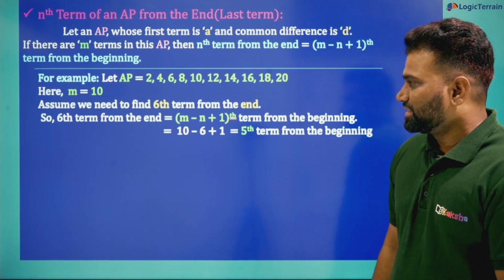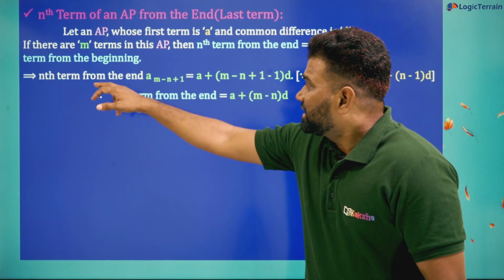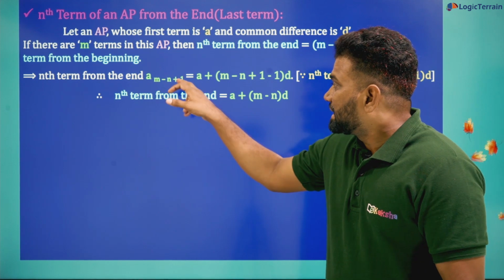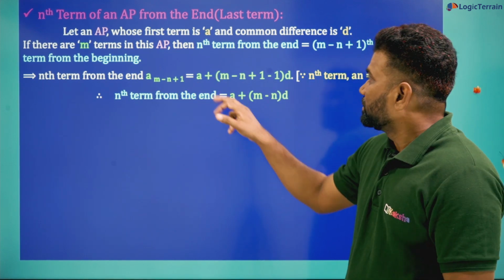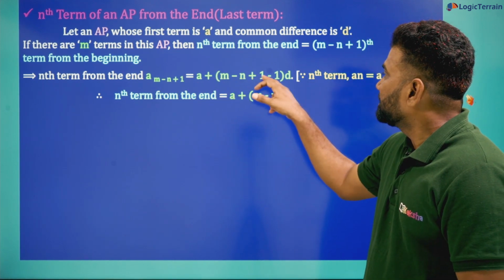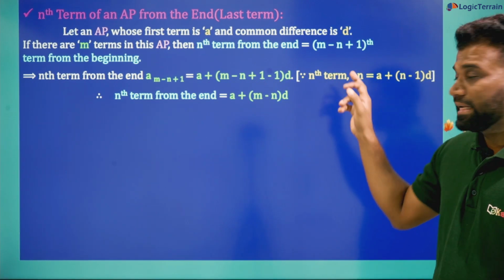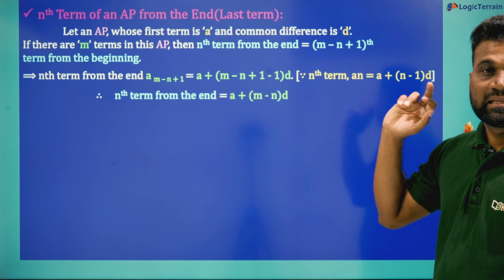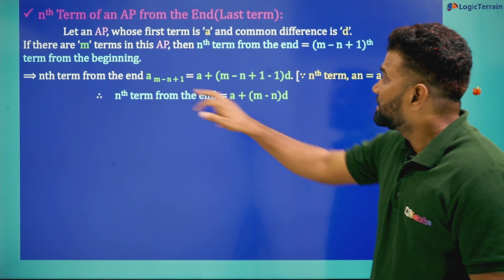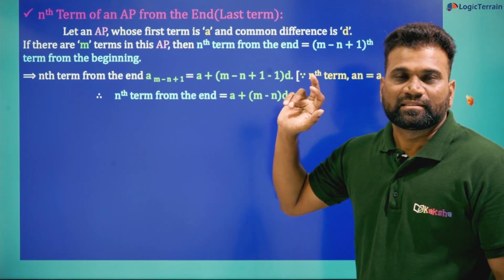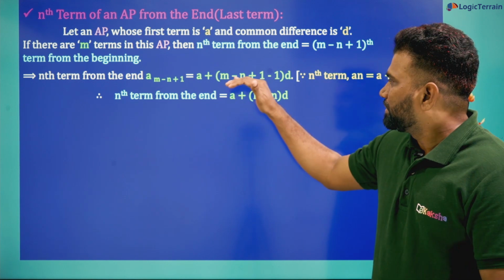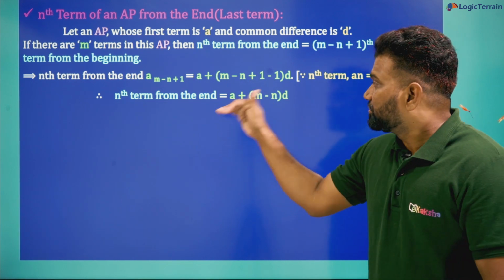Okay, so the nth term from the end, a sub (m minus n plus 1), is equal to a plus (m minus n plus 1 minus 1) into d, because the nth term formula we know: a sub n is equal to a plus (n minus 1) into d. Simply we have replaced n with m minus n plus 1. That's it. Got it? So by this we can find the nth term from the end.